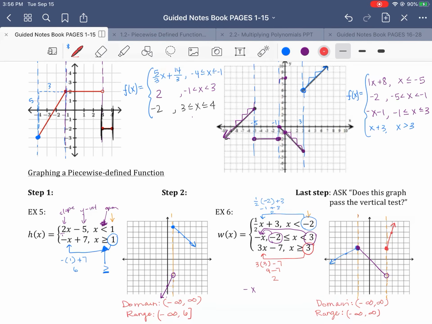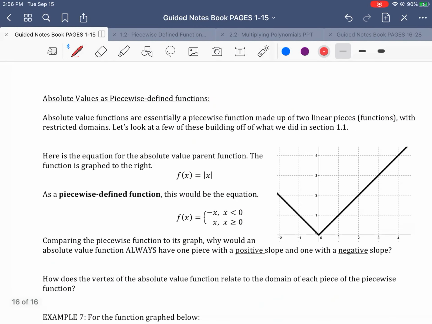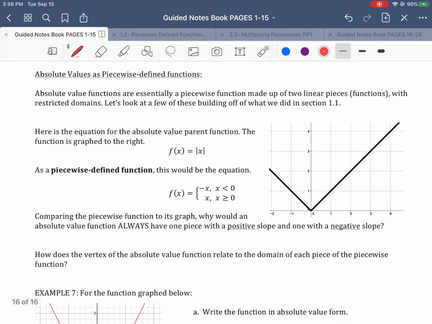Okay. The very last part of the notes I'm going to go through rather quickly, but absolute values can be expressed as piecewise functions. They're essentially just two pieces, connecting at what we call the vertex. So if you look at our parent function here, f of x is equal to the absolute value of x, you have a line that has a slope of positive 1 headed this direction. If this was kind of our barrier, then you have a line with a slope of negative 1 coming this direction. They both have that intercept of 0.